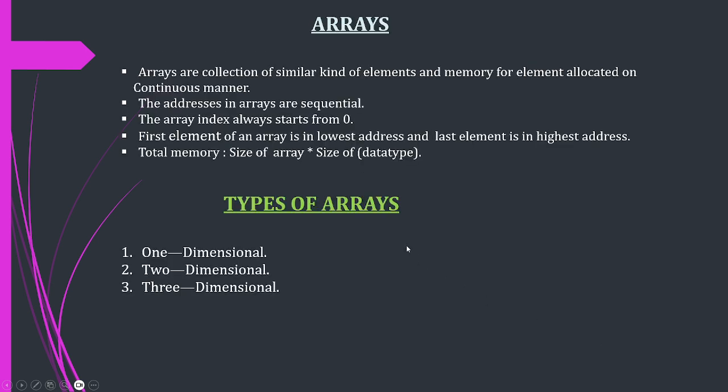Next, move to the arrays. Arrays are defined as a collection of similar kinds of elements, and memory for the elements is allocated in a continuous manner. The addresses in arrays are sequential. The array index always starts from zero. The first element of an array is at the lowest address and the last element is at the highest address. Total memory size is defined as the size of the array times the size of the data type. There are several types of arrays, namely one-dimensional, two-dimensional, and three-dimensional.